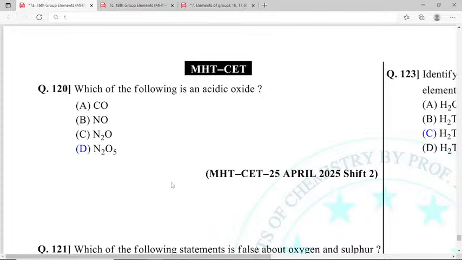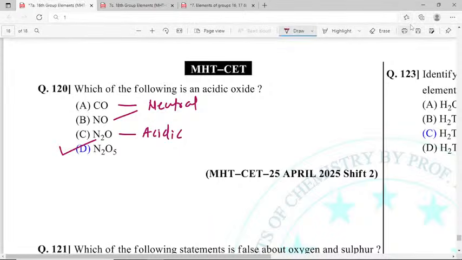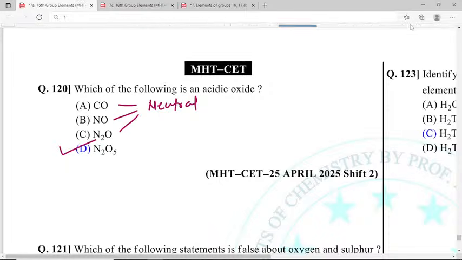Which of the following is an acidic oxide? N2O5. The same type of question was asked in 2024 and 23 also. CO, carbon monoxide, is a neutral oxide. NO is neutral. N2O is again a neutral oxide. The remaining ones are neutral oxides: NO, N2O. N2O5 is the acidic oxide. Okay.